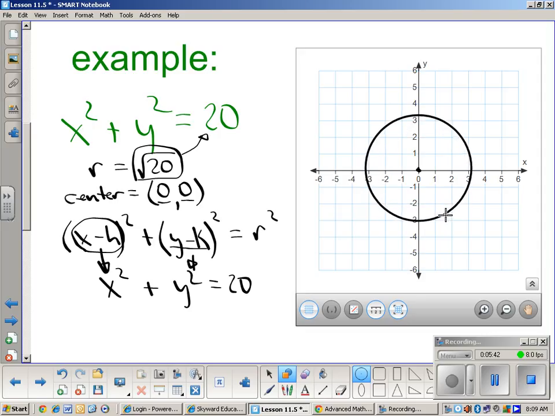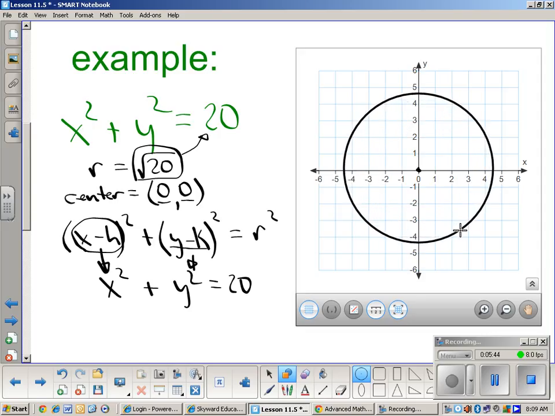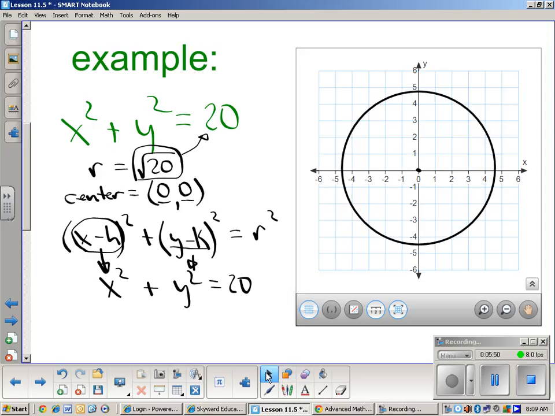And my circle then is going to have a radius of about 4.5. So it looks a little bit something like this. A little bit like that.